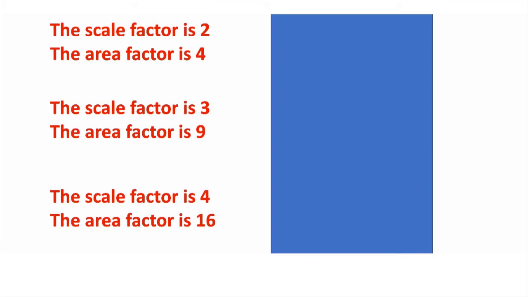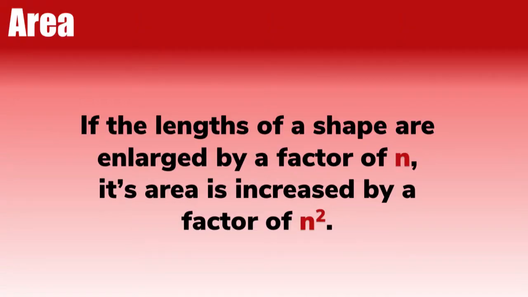And if we did have room to do the scale factor of 4, we'd see that the area factor is 16. Now, can you see a connection between these numbers? 2 and 4, 3 and 9, 4 and 16. Yes, the area factor is always the square of the scale factor. 4 is 2 squared, 9 is 3 squared, 16 is 4 squared. So the area factor is the square of the scale factor.